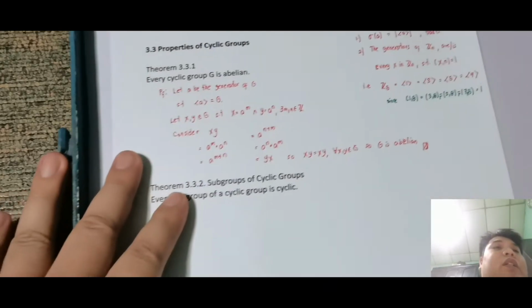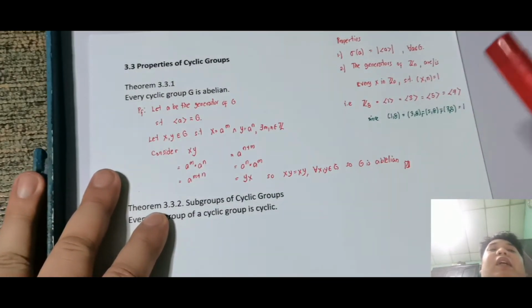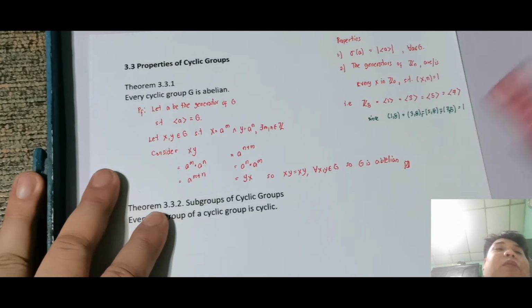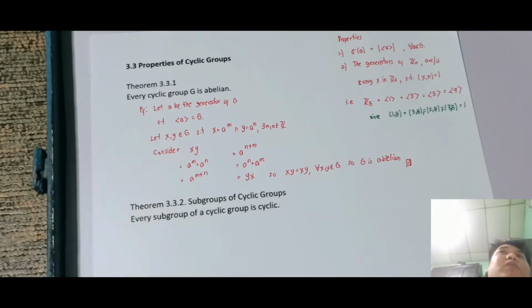So, sir, paano ko malalaman na cyclic pag may generator? So, meaning, si C sub 8, siya ay abelian. Bakit? Cyclic siya. Siya ay merong generator. May 1, 3, 5, 7. O, for example, si C sub 4, ano yung generator ng C sub 4? Ang generator ng C sub 4 is si 1 and 3.